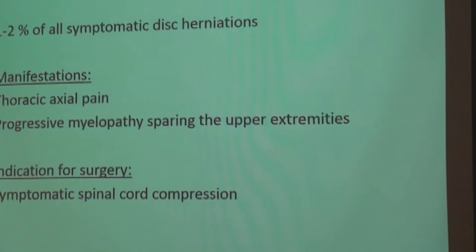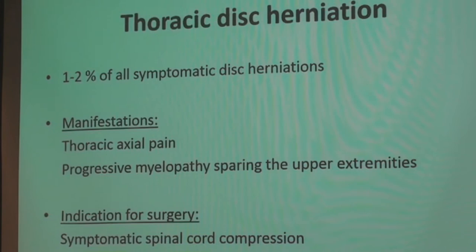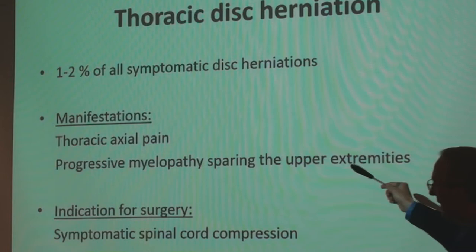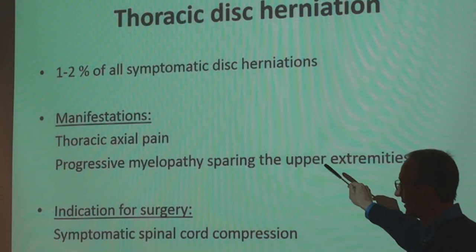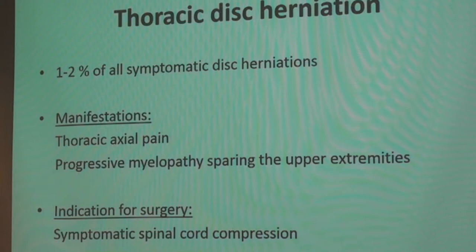So, in conclusion, thoracic disc herniation is very rare. It's about 1-2% of all symptomatic disc herniations. The manifestation is by thoracic axial pain or progressive myelopathy in the lower extremities, with sparing of the upper extremities. And the indication for surgery is symptomatic spinal cord compression. No thoracic axial pain. That shouldn't be operated.